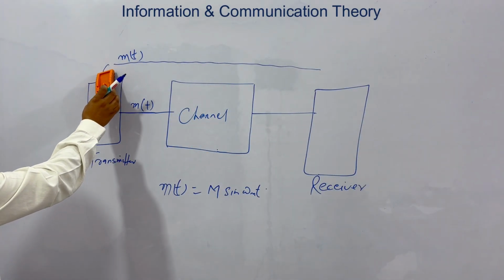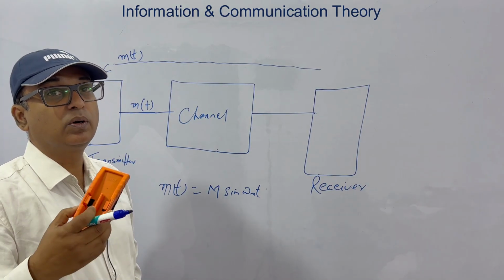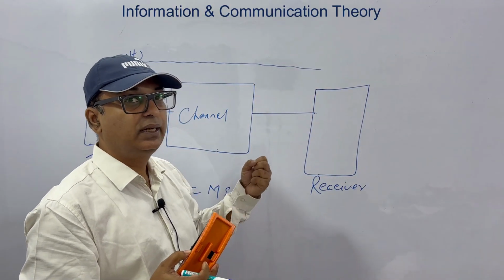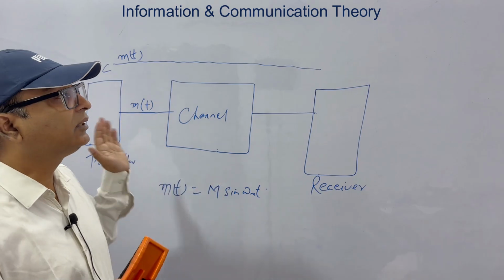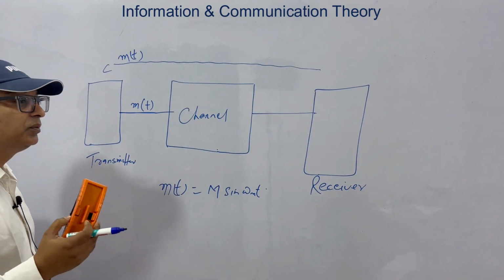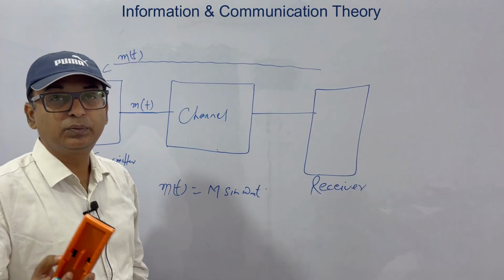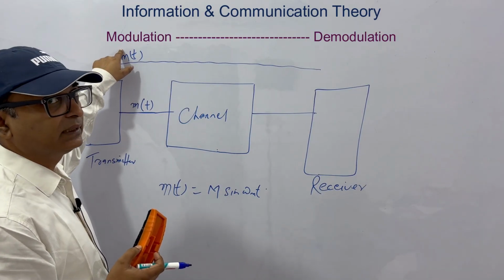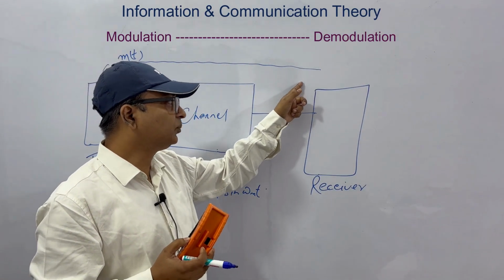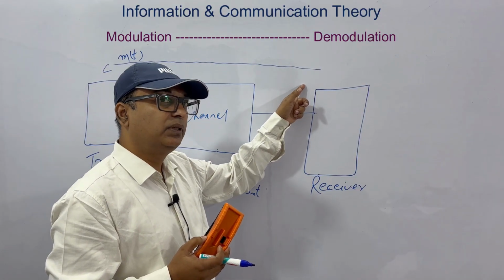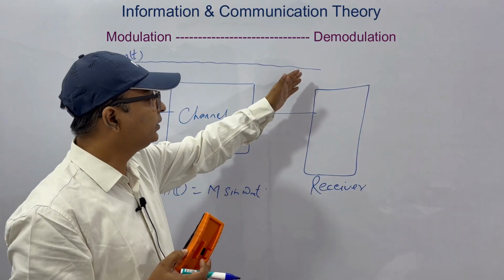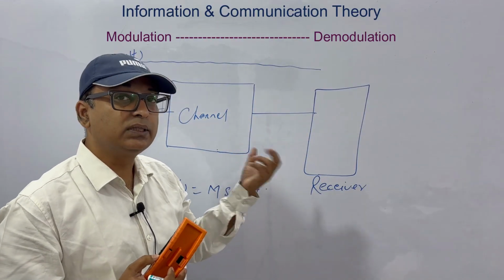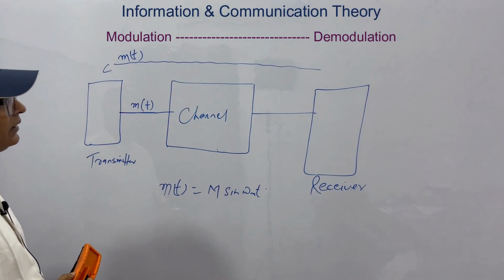Similarly, some property of the carrier signal is modulated or altered according to the message signal, and at the receiver that alteration is captured and the message signal is recreated. This process is called modulation. For example, you must have studied amplitude modulation and frequency modulation. We modulate the amplitude of the carrier signal according to the message signal. Then it reaches here, and at the receiver the modulated signal is taken back, retrieved, and we get the original signal. So this is the modulation technique.